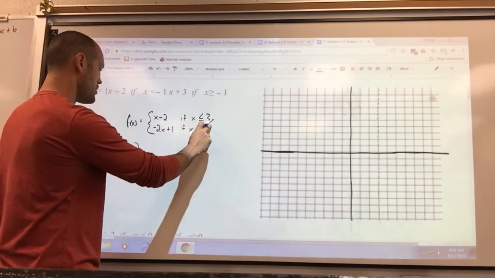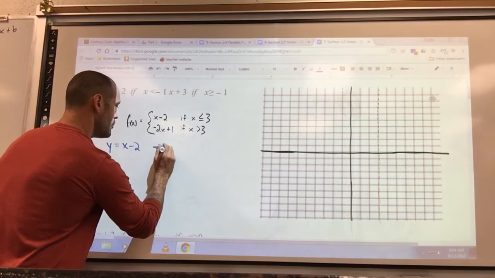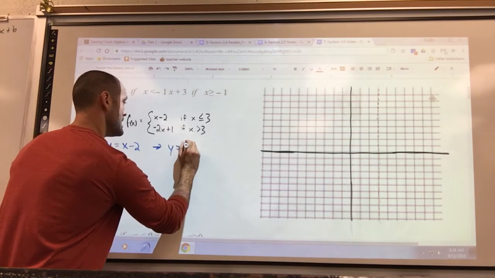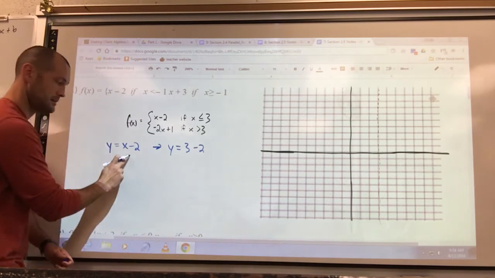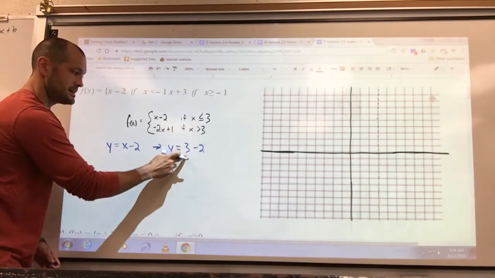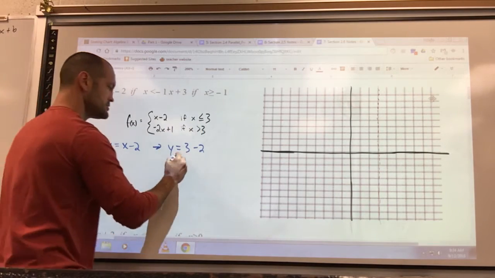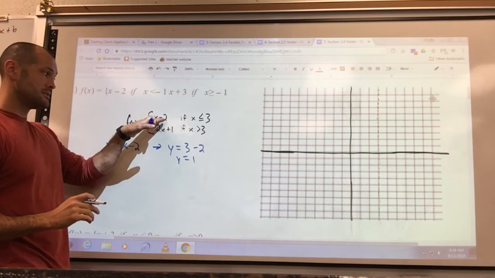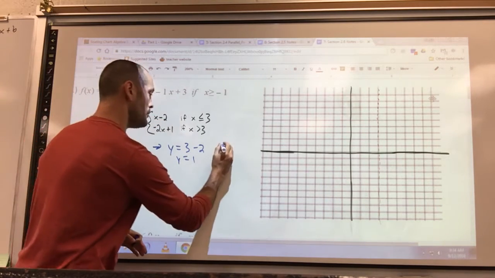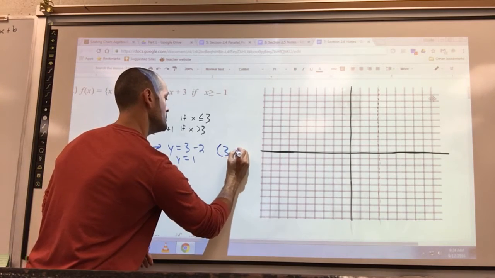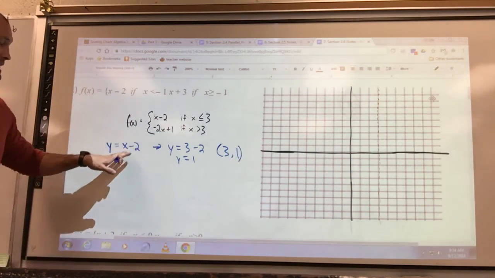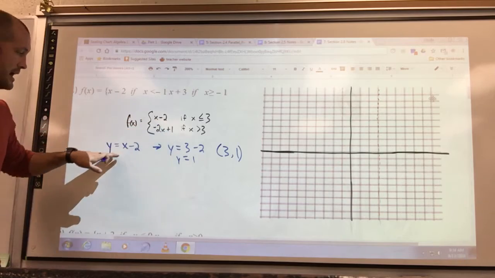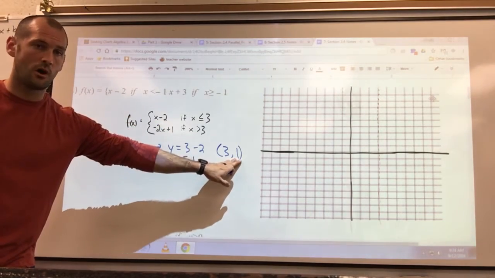So if you'll notice, I hit my wall at 3, so I need to find out where this is at when my x value is 3. I replace my x with 3 because that's where the wall is. So you can see we'll get a y value of 1. So my first behavior will have a wall point of 3, 1. That's where our first behavior will be when it meets the wall.